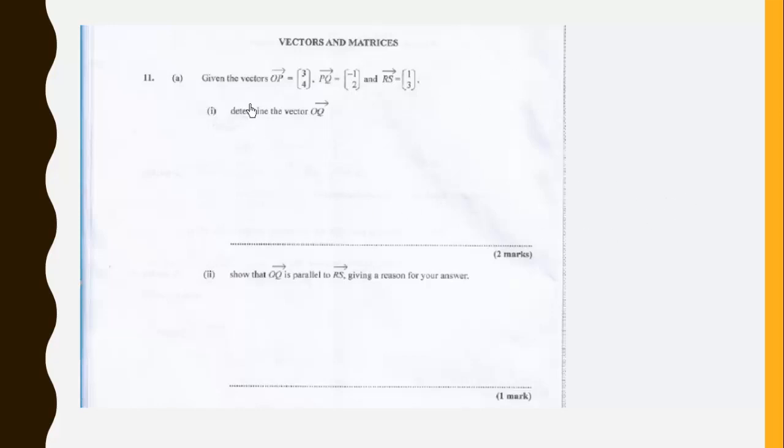Now let us tackle question 11, vectors and matrices. Given the vectors OP equal 3, 4, vector PQ equal negative 1, 2, and RS equal 1, 3, determine the vector OQ.